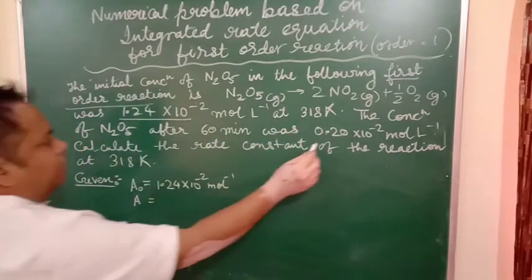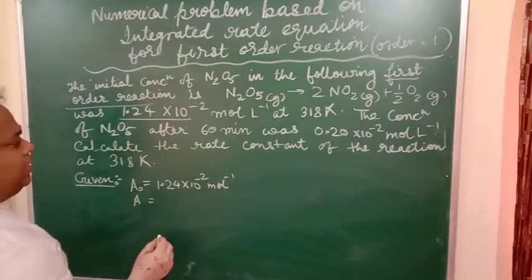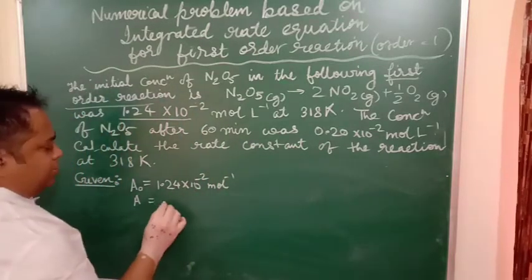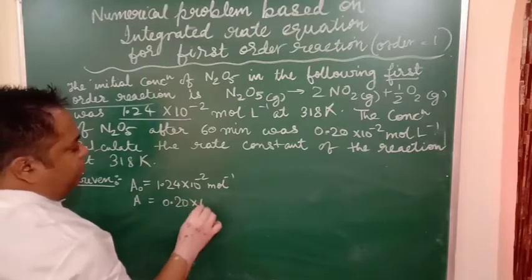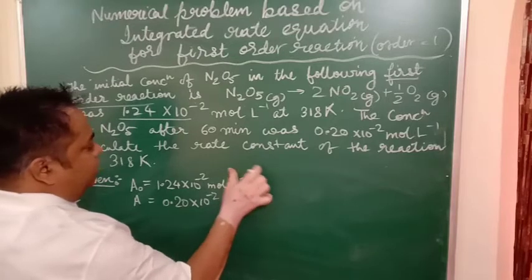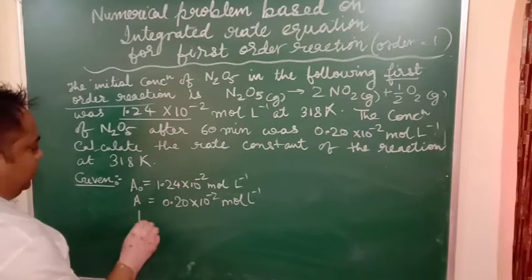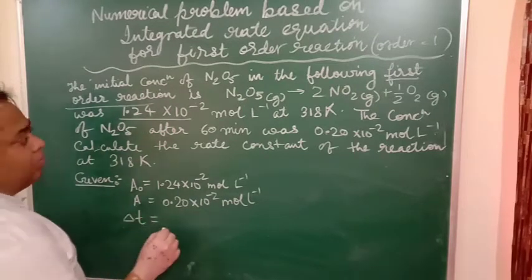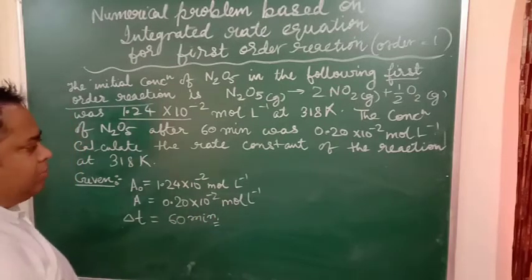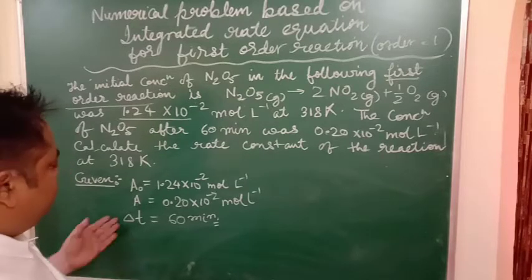And the final concentration A is given to be, where is it given here? The concentration of N2O5 after 60 minutes. So from T0 to T60, when time advances, the concentration becomes 0.20 × 10^-2 mole per liter, and this is also mole per liter. Delta T is equal to 60 minutes. The reaction has to start from 0 second to some time. So this is the time change.